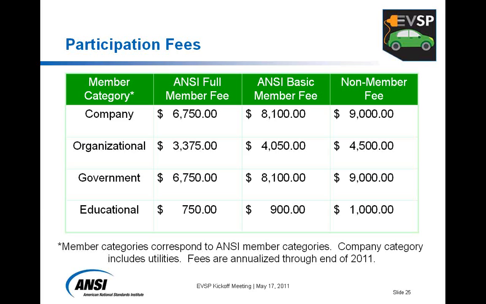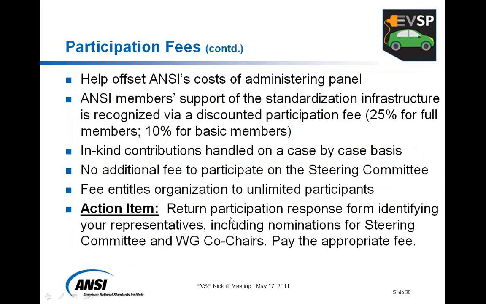And then for a non-member, if you're not a member of ANSI at all, you can see the fees in the last structure. I will tell you, some of you that are not members of ANSI, out of this, you may want to actually take a look at the ANSI basic member category, or even more importantly, the full member category of what things ANSI could offer you overall. And you may want to look at that at the same time as you're looking at your participation fee in the EVSP. Next slide, Jim.